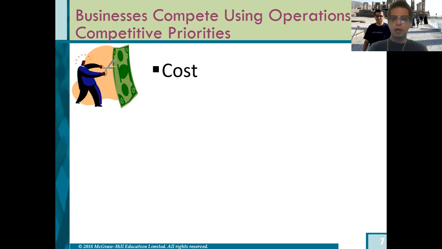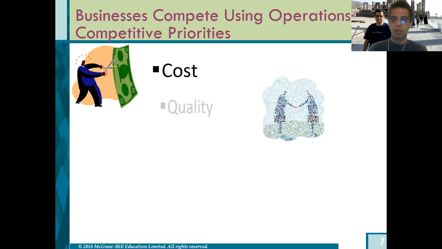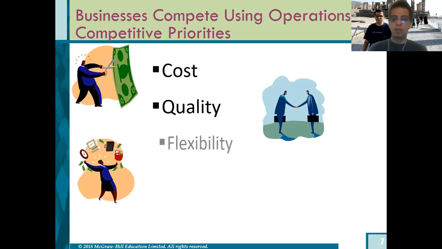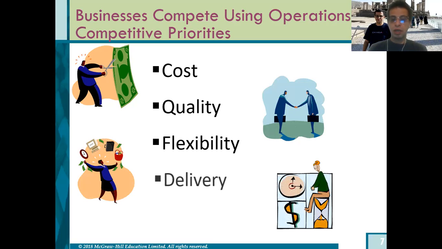So when we talk about businesses competing using operations, the competitive priorities are, first, cost: the lower the cost, the better. The second is the quality of the product. Third is the flexibility of the service or product, what options there are, and delivery time, when they are able to deliver it.